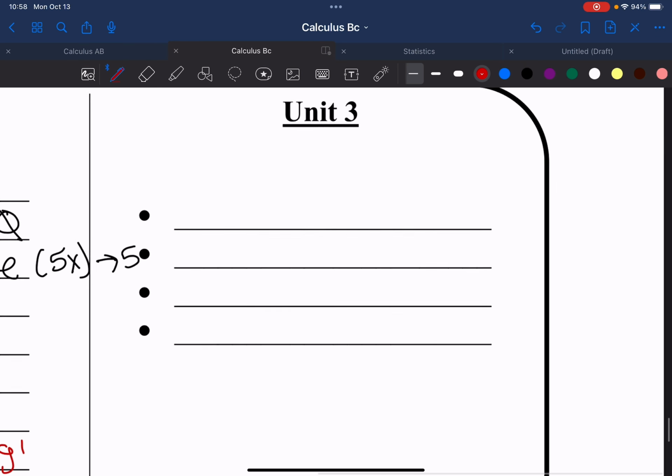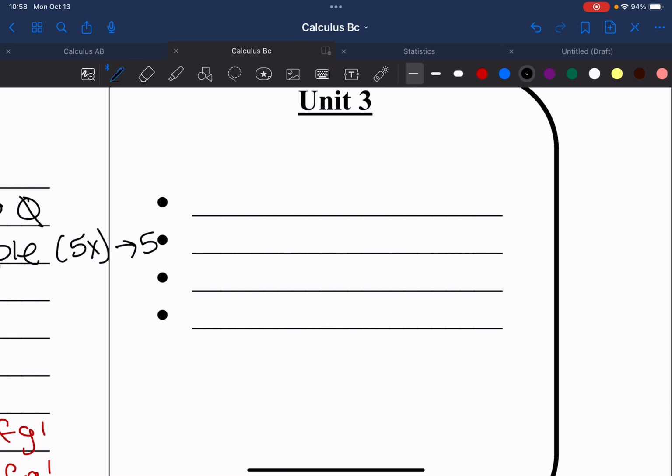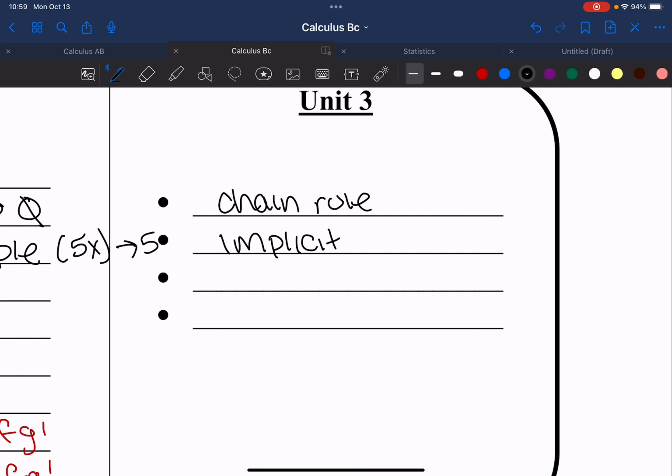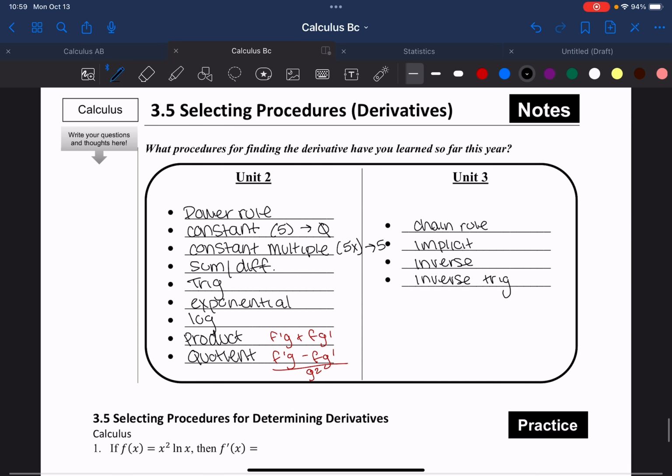And then in this unit, we learned about the chain rule, implicit derivative, which means we take the derivative in respect to x or y. Inverse, how to take the derivative of an inverse function. And then inverse trig, how to take the derivative of an inverse of a trig function. So pretty much this little section of the notes, 3.5, is going to be mixed practice.